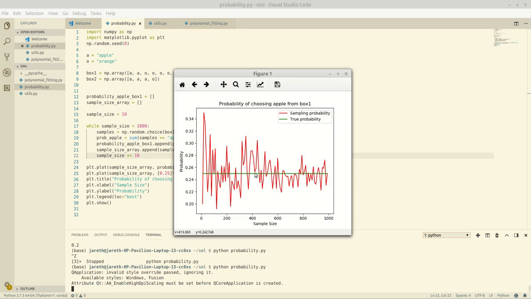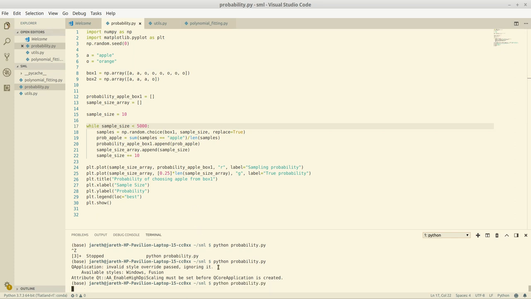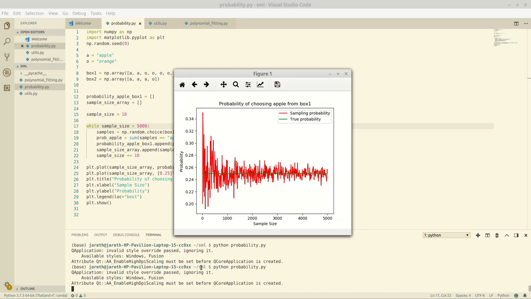Okay, so as you can see, as we increase our sample size, this graph actually approaches the true probability. Maybe it's difficult to see, but you should still be able to see it from here. Let's go even crazier and use a sample size of 5,000 just to illustrate this point. As you can see, in the beginning, when the sampling size is small, the probabilities are varying a lot, right?